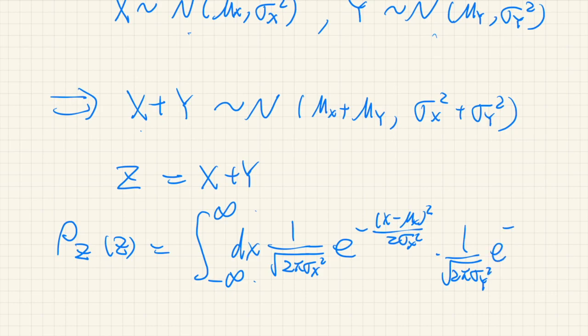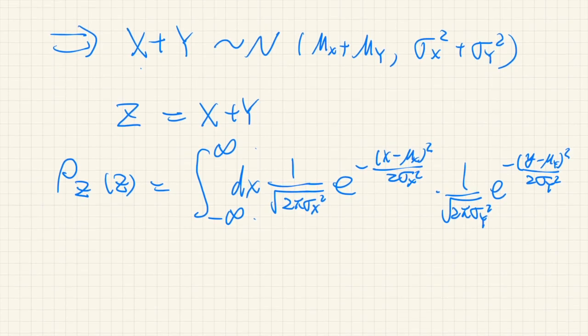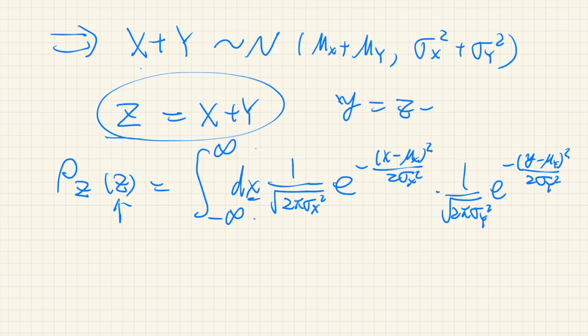And exponential of negative y minus mu y squared over 2 sigma y squared. However, since z is x plus y and we fix the value of z, if we move x, then the value of y should be z minus x. So we should replace this y by z minus x.